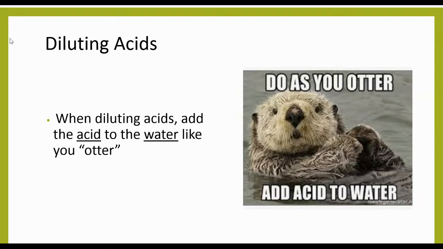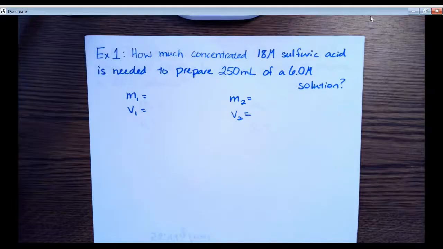Okay, so let's go ahead and work through 2 different examples. Okay, so let's work this first example. How much concentrated 18 molar sulfuric acid is needed to prepare 250 milliliters of a 6.0 molar solution?